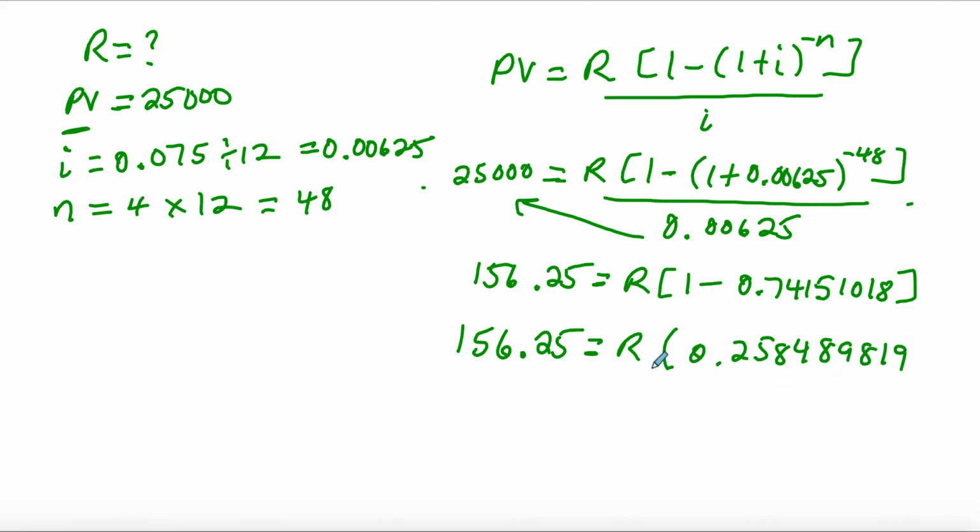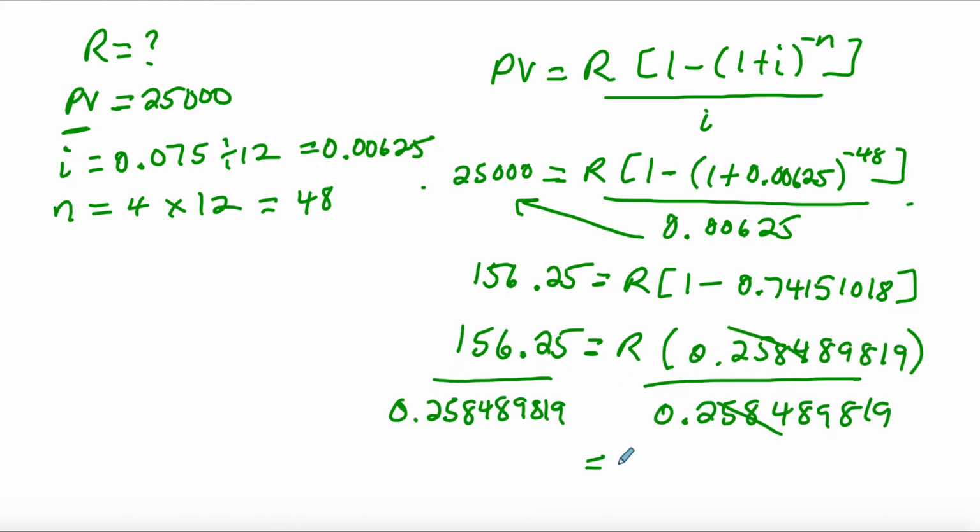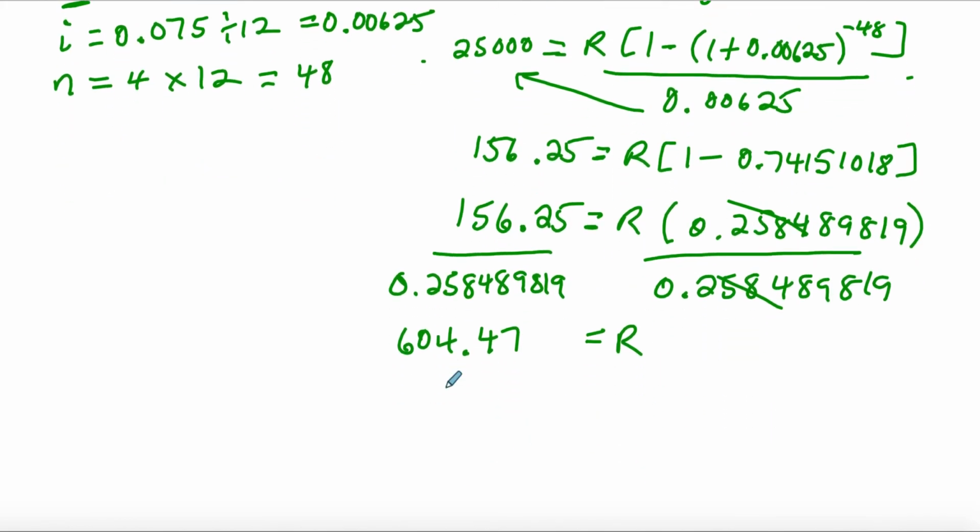And then to get R by itself, I just want to divide both sides by that decimal. And I get a regular payment of $604.47. So the monthly installment is $604.47.